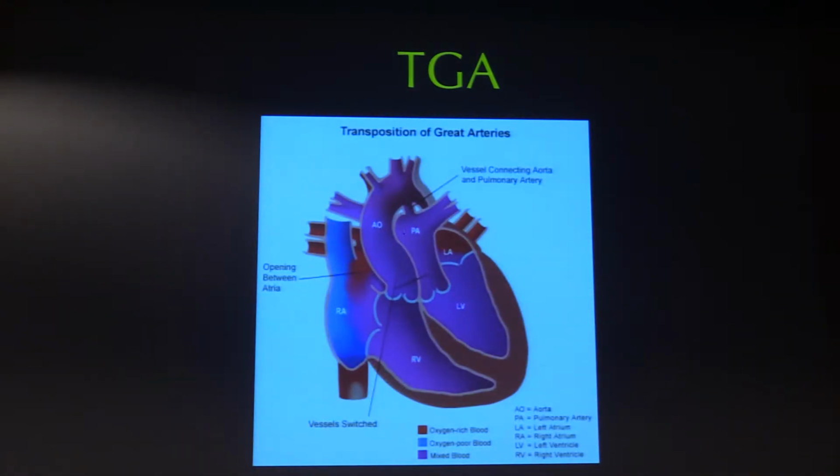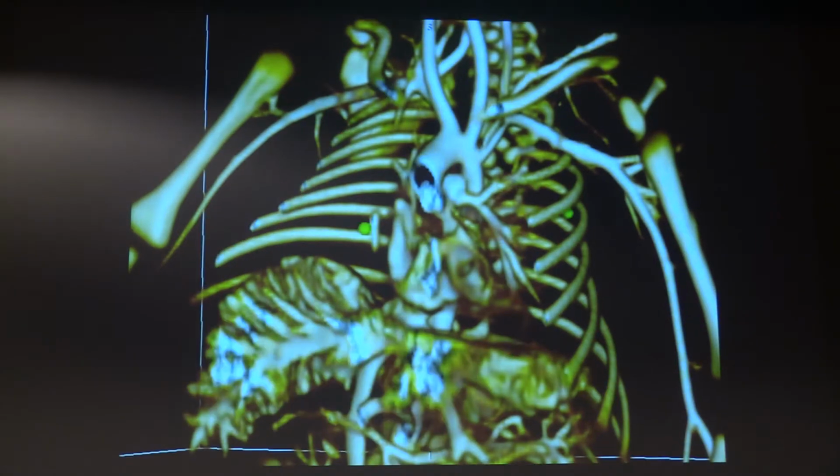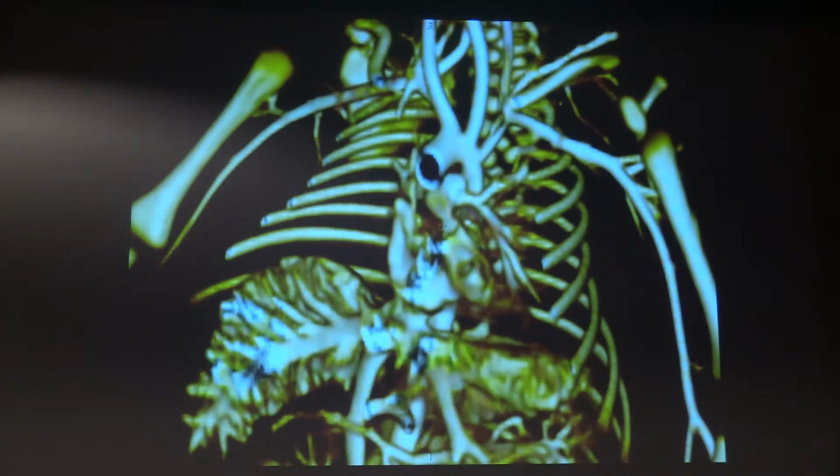In volume rendering, you can see it here, the narrowing of the arch. The next case is about transposition of great arteries. In transposition, we have the aorta arising from the right ventricle and the pulmonic arising from the left ventricle. So if you look here, this is the aorta and this is the right ventricle and this is the left ventricle. If we slowly take out the aorta, you can see the pulmonary artery arising from the left ventricle here, and this is the pulmonary artery bifurcation.